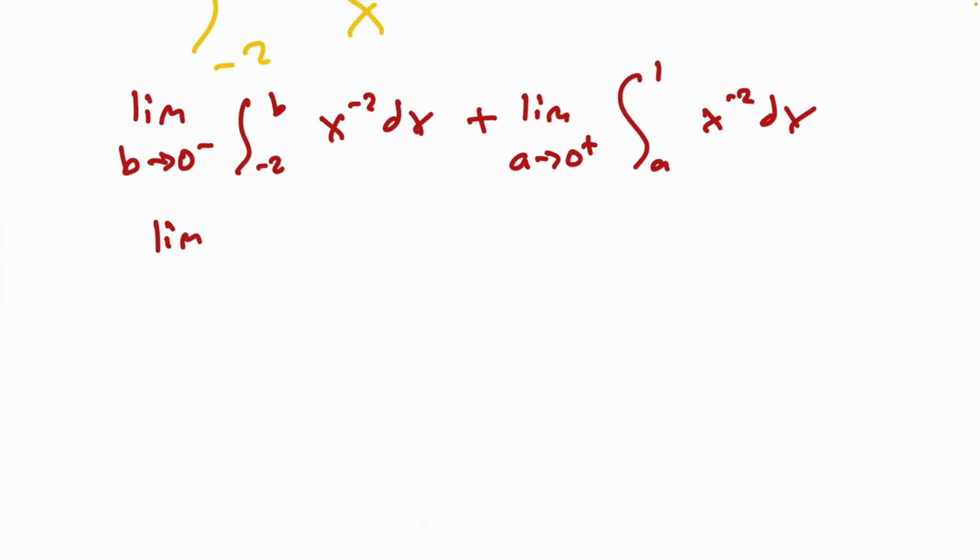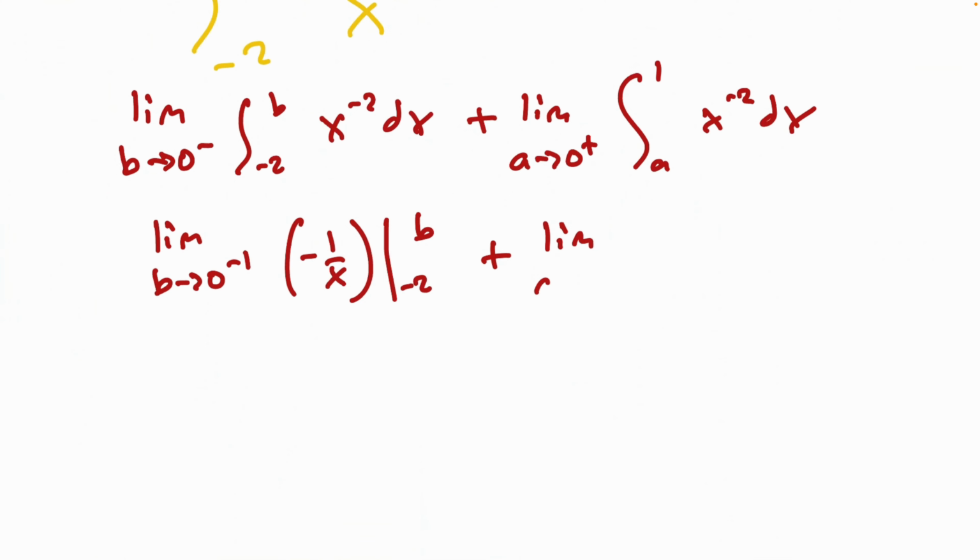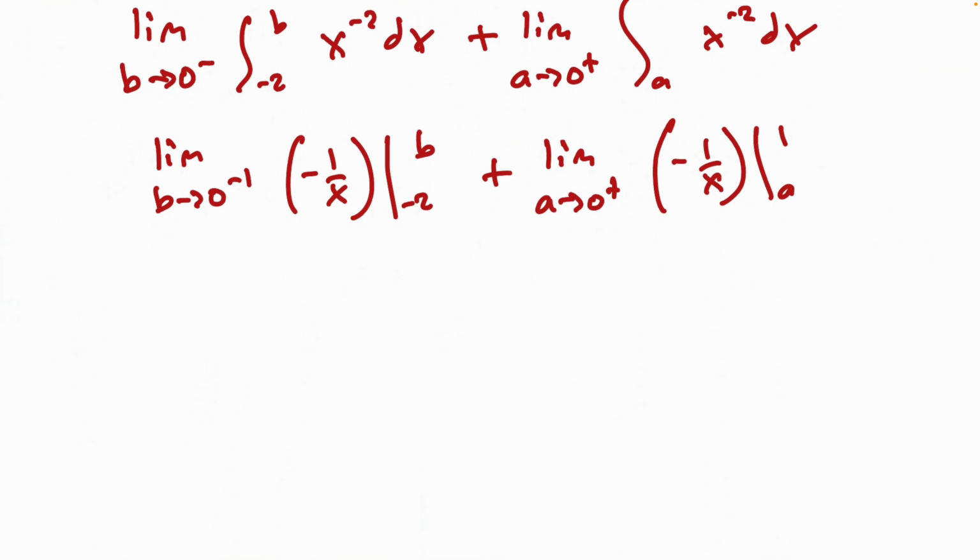So here we go. We're going to have the limit as b goes to 0 from the left side. The integral of x to the -2 is -1 over x, and we're going to evaluate that from -2 to b. Then we're going to add to that the limit as a goes to 0 from the right side, and the same antiderivative, -1 over x, evaluated from a to 1. All right, let's evaluate the limit as b goes to 0 from the left side. Whoops, I have a -1 on that left side on the last step. I don't know why. I'm going to get rid of that.